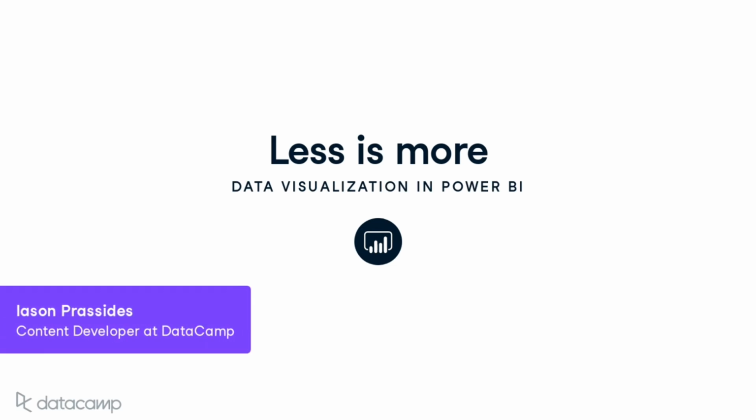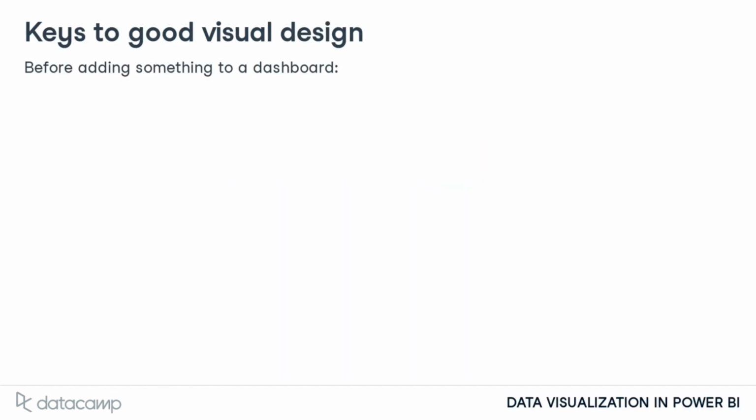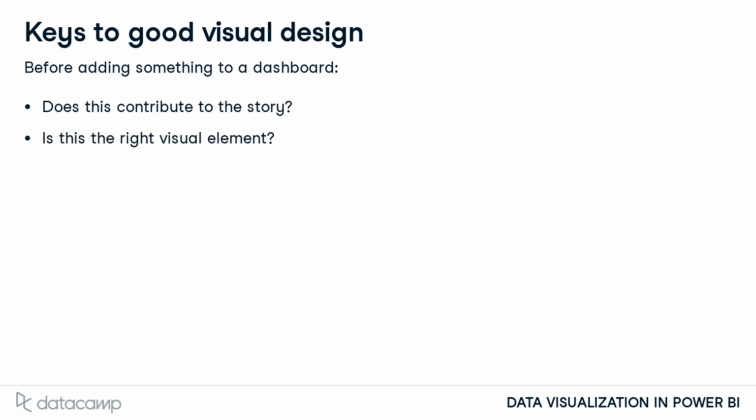Previously, we focused on adding content. Now we will bring the needed balance by removing unnecessary content. There are 3 questions to ask before adding anything to a dashboard. First, does this contribute to the story? Second, is this the right visual element? Finally, is it necessary? Let's talk about each in turn.